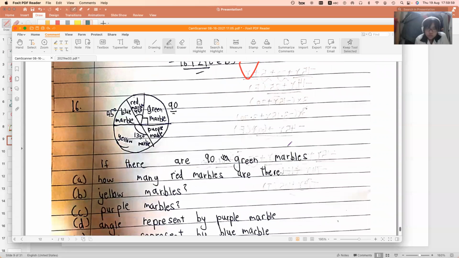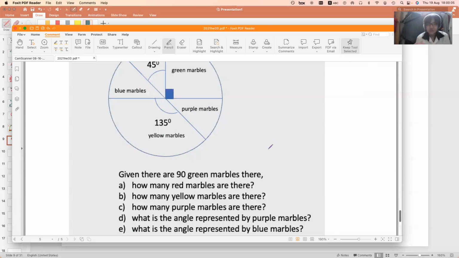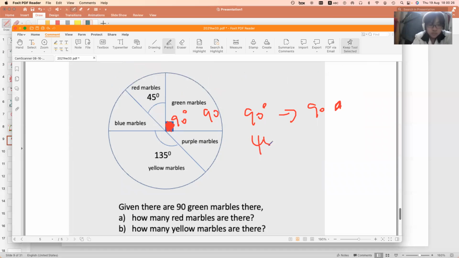Finally, 1 good. 这题 I want to emphasize this one. So this is 90 degree, right? Yeah, 90 degree. This is the symbol. So 90 green, right? So very easy. Red marble is 45 degree, right? So you can find out red marble is how much. So proportionality, 90 to 45 divided by 2. So 90 divided by 2, you get 45. So the first answer is 45. Is the first answer 45?